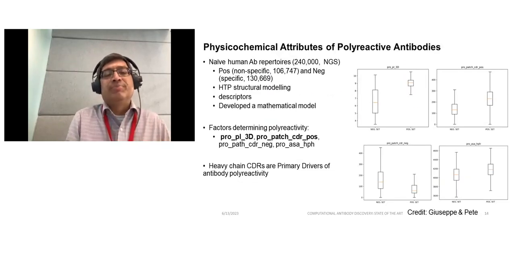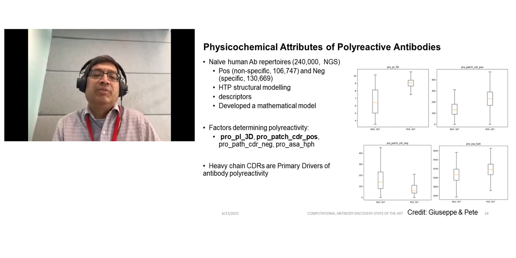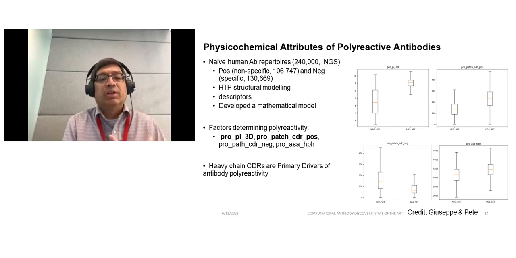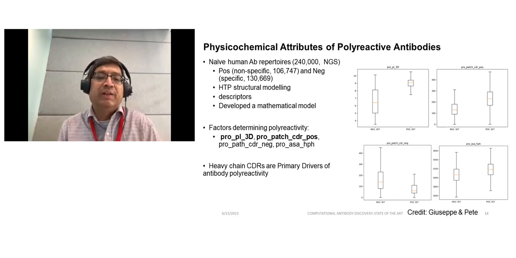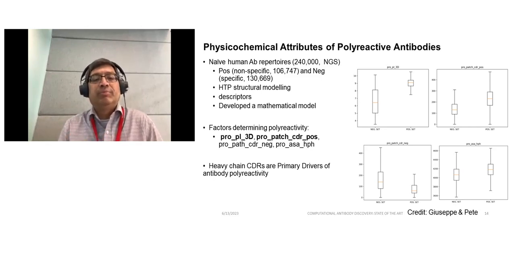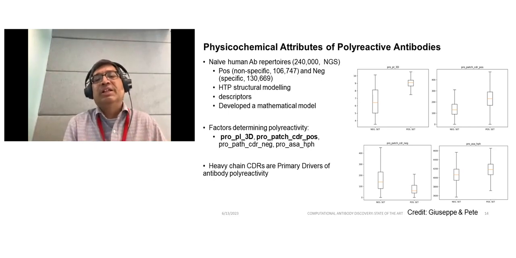We also, in collaboration with Pete Tessier and others, were able to lay our hands on a large number of NGS data and use that to identify physicochemical attributes for polyreactive antibodies that bind non-specifically. And we found that for the variable regions, the pI and the positive patches in the CDRs are one of the major discriminatory factors for polyreactivity.